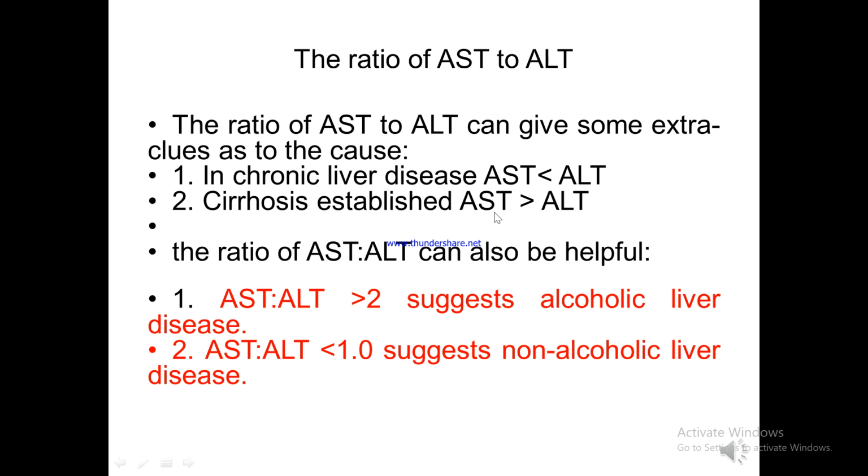In cirrhosis, aspartate transaminase will be greater than the alanine transaminase level. And if the ratio of aspartate to alanine transaminase is greater than 2, meaning that the probable diagnosis of this case may be alcoholic liver disease. While if the ratio is less than 1, the probable diagnosis is something such as non-alcoholic liver disease.